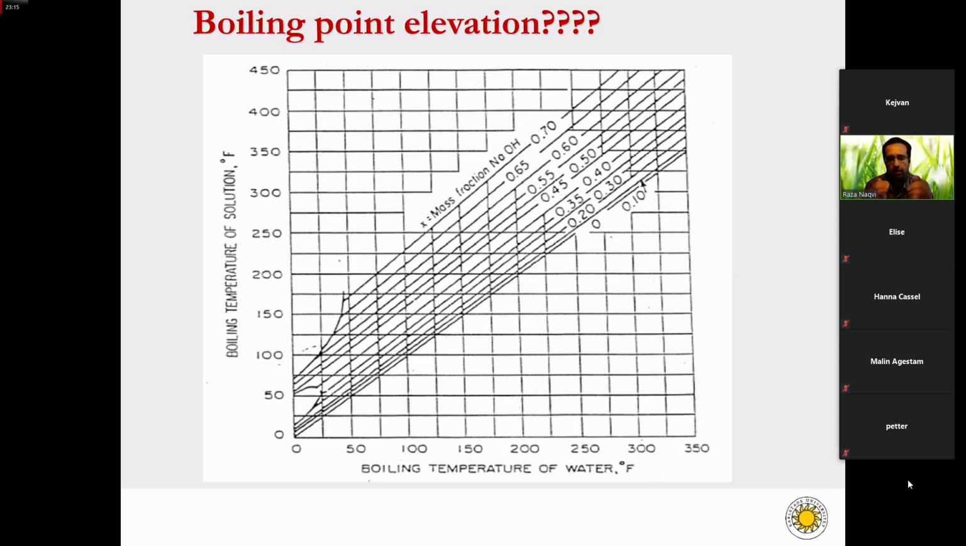So it is very important, whenever you are solving problems related to evaporation, to check if it is given that there is negligible boiling point elevation, right? If it is negligible boiling point elevation, then you do not have to consider this picture. But if this information is not available in the problem statement, it is important that you do not take the boiling point of water only. You have to consider the boiling point of the solution based on the mass fraction of sodium hydroxide, or any other type of solute or salt. But this picture we can use only for sodium hydroxide as a solute.